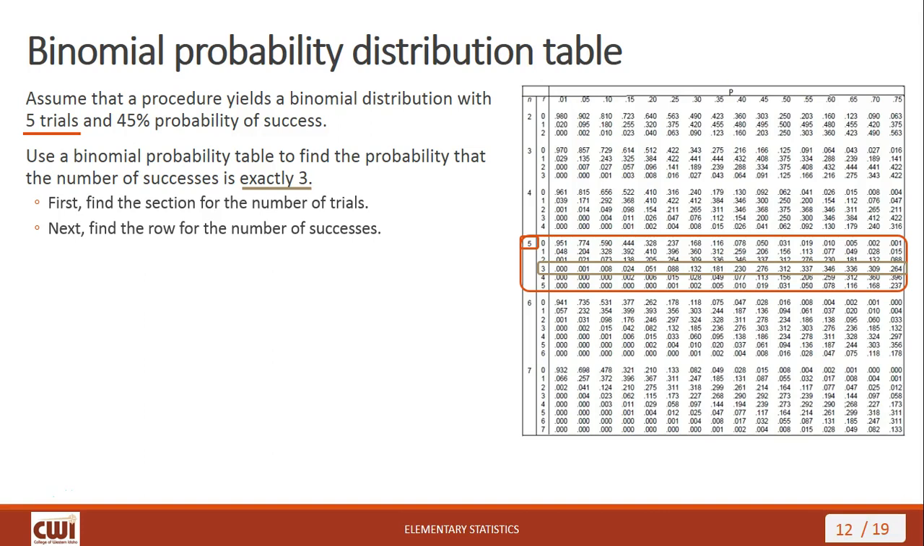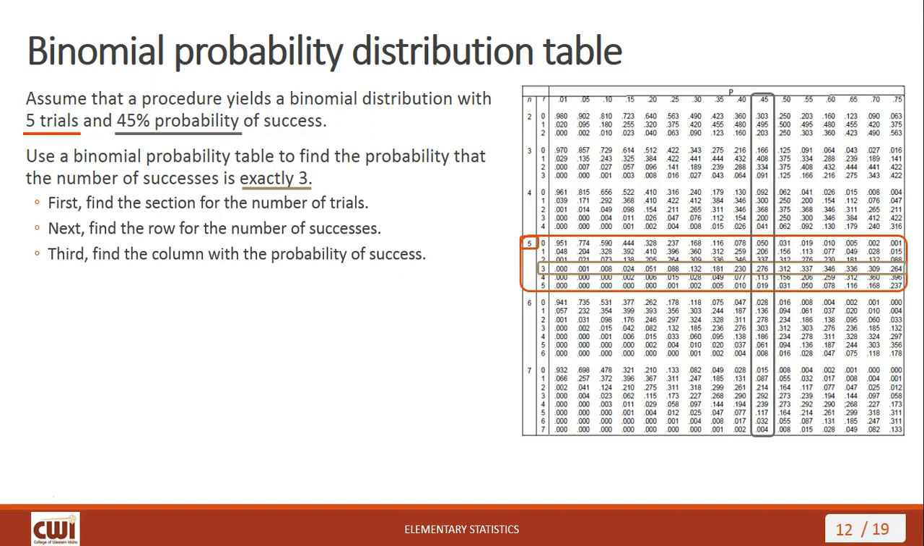Now we need to find the column of interest. So the column of interest is headed with our probability of success. What is the probability of success from our problem statement? Again, 45% is our probability of success. So we're going to go to the top of the table and find the column that's labeled with 45%. That's this column right here.